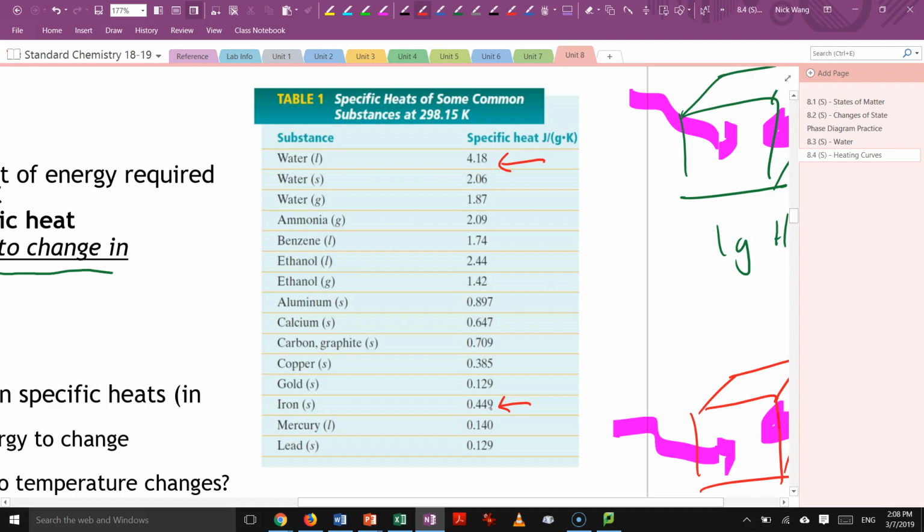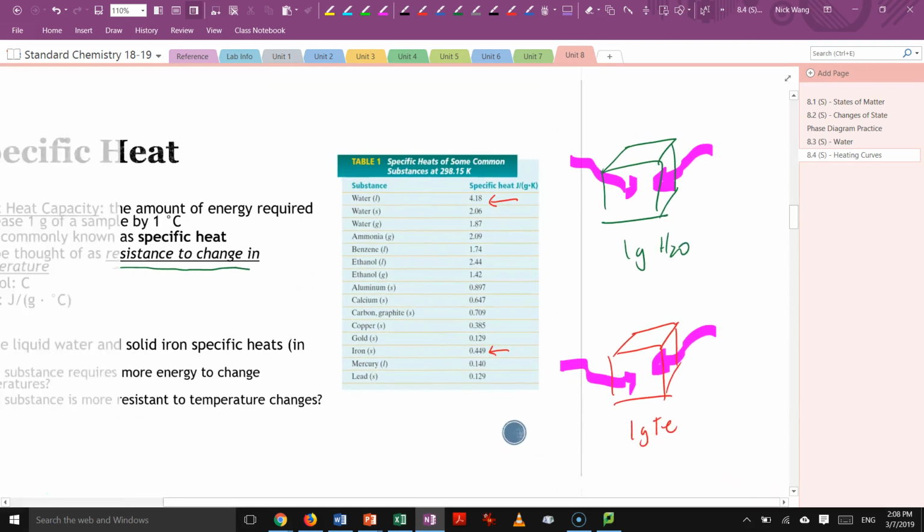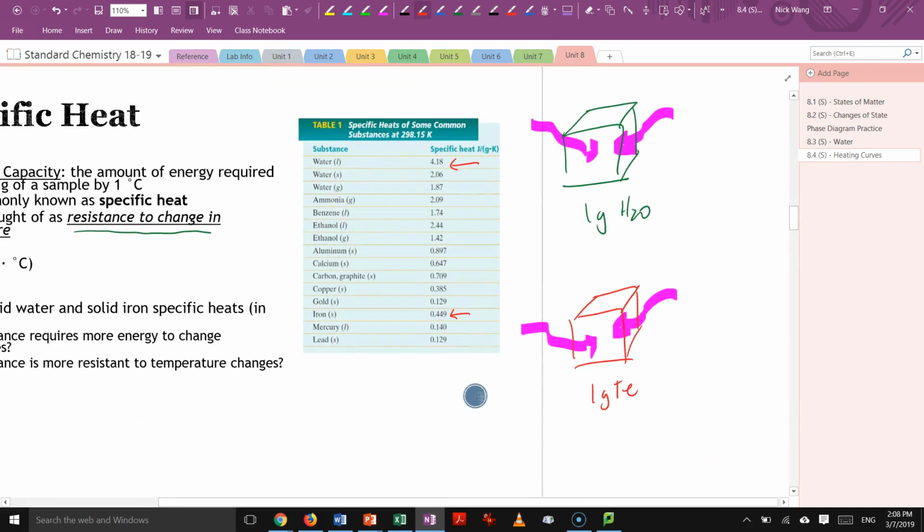Iron, however, is 0.449. That's how much energy it takes to increase 1 gram of iron by 1 degree Celsius. And again, the same idea, right? I'm adding in these little pink arrows here. That's the same amount of energy, and yet this water will maybe only increase by like 0.05 degrees, right? Just making up a number here. Whereas this one might increase by like 10 degrees Celsius, just making up some numbers. But you get the idea.